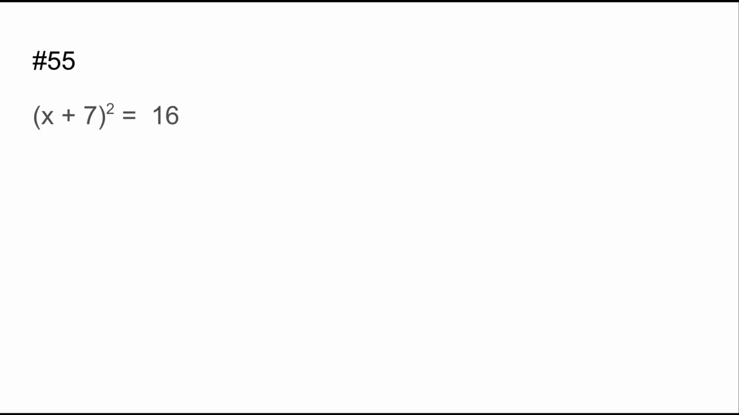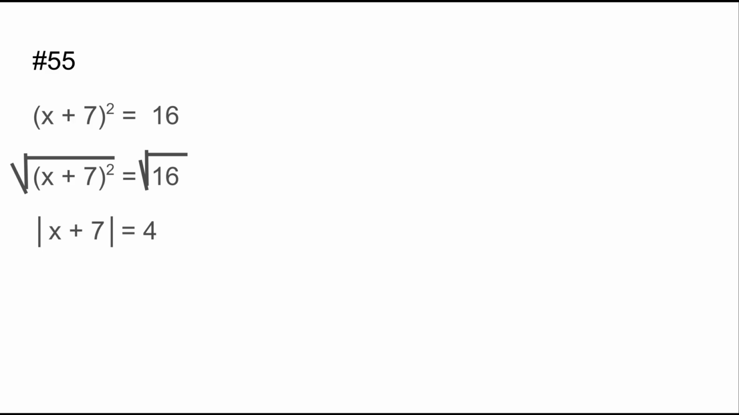Last one. Okay, we have x plus 7 squared equals 16. Take the square root of both of these to eliminate that squared. When we do this, we are left with the absolute value of x plus 7 equals 4. And we got 4 because the square root of 16 is an even 4. Now we're going to follow the same set of steps we just did. We're going to rewrite this. X plus 7 equals 4, and x plus 7 equals negative 4.